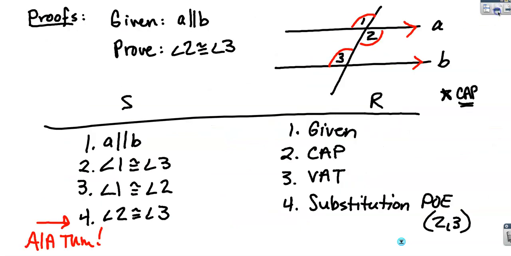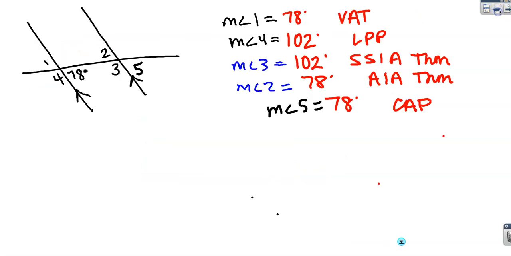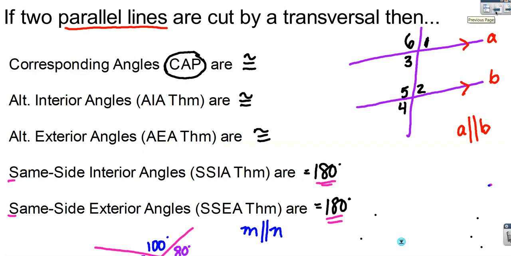Okay, so the big takeaways besides the proofs, which are good, are knowing the relationships between the figures. So guys, you have 100% got to have these ideas down. You have to know which ones are congruent and which ones are supplementary.